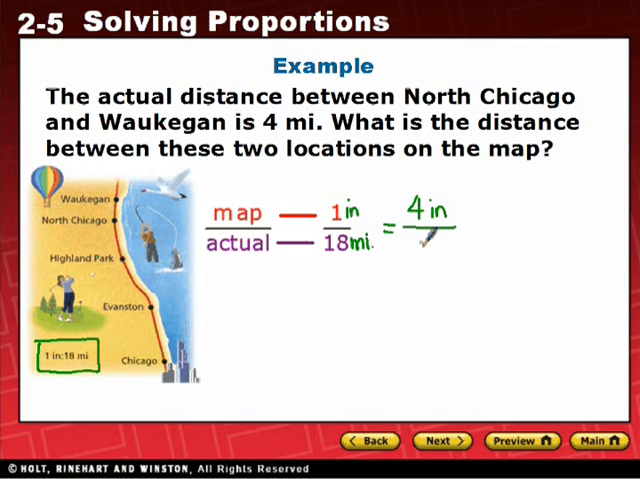And that means we're looking for the actual distance between these two. So we're just going to cross multiply, and 1 times x is just x, and 18 times 4 is 72. Put that label on it, word problem, word answer. So the actual distance between them is 72 miles.